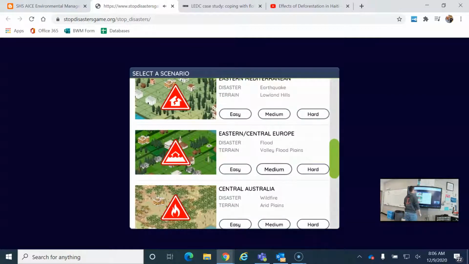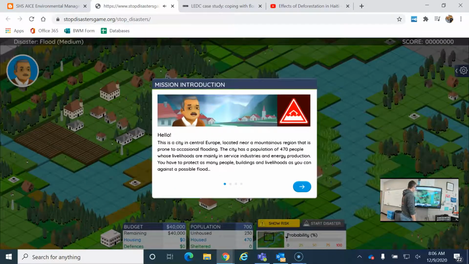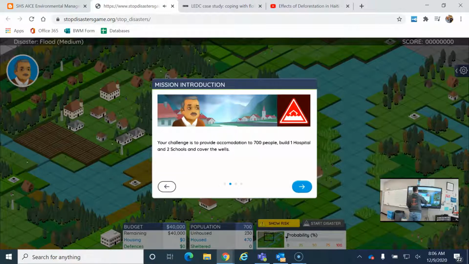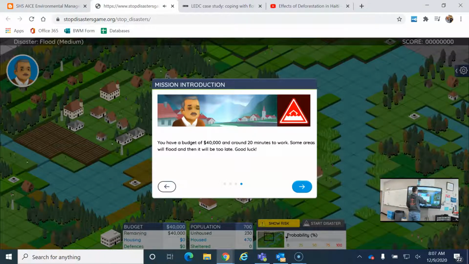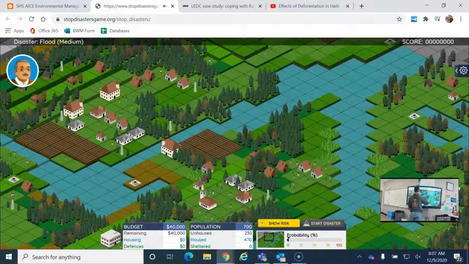I'll pick medium here. They take you through a little thing of, hey, we got the city. Here are your goals you have to do. Your challenge is to provide accommodation to 700 people, build one hospital and 2 schools, and cover the wells to make sure that you are going to protect people and property because there is going to be a flood. You have a budget of $40,000 and around 20 minutes to work.